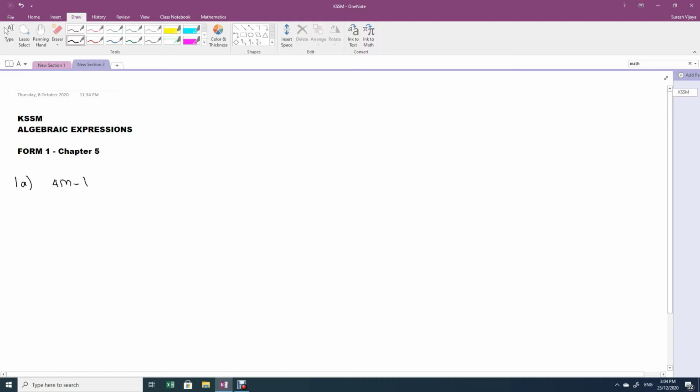For m minus 1, plus 5m plus 7. So with this you solve for m minus 1 plus 5m plus 7. So you will have 4m plus 5m minus 1 plus 7. So you will have 9m plus 6. So this is the answer for question 1a.